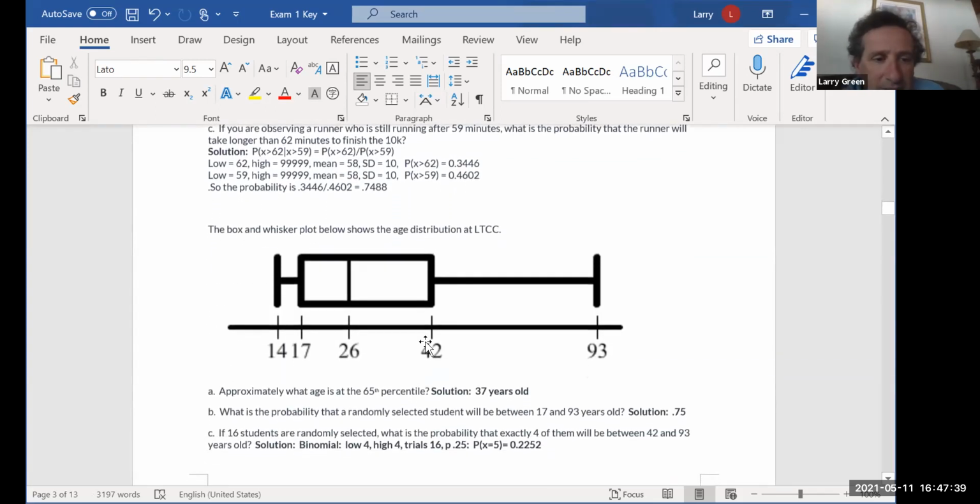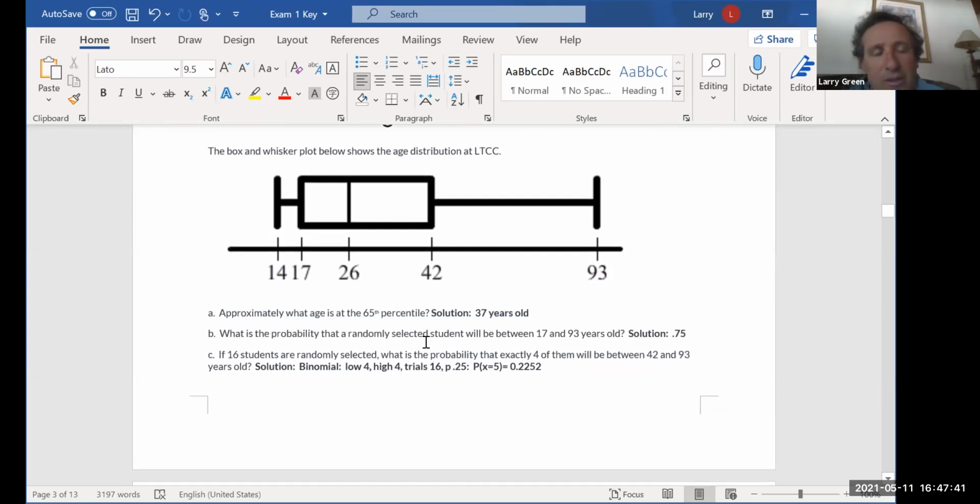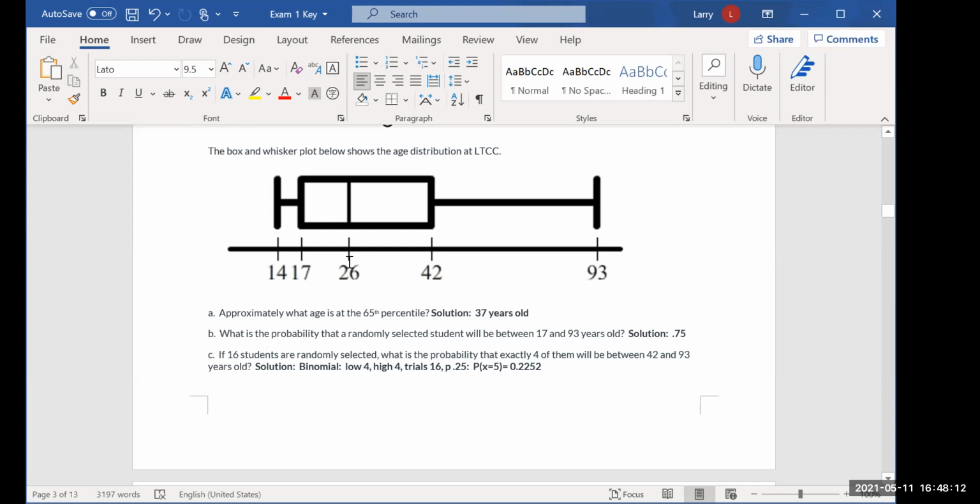Okay, so now let's go to the last question where you actually had to do math. A box and whisker plot shows the age distribution. So here we go to the box and whisker plot. Part A and part B were basically, do you know how to read the plot? So what age is at the 65th percentile? Let me ask you, what percentile is the number 26? What percentile is that? 50th. That's the 50th percentile. What percentile is the number 42?